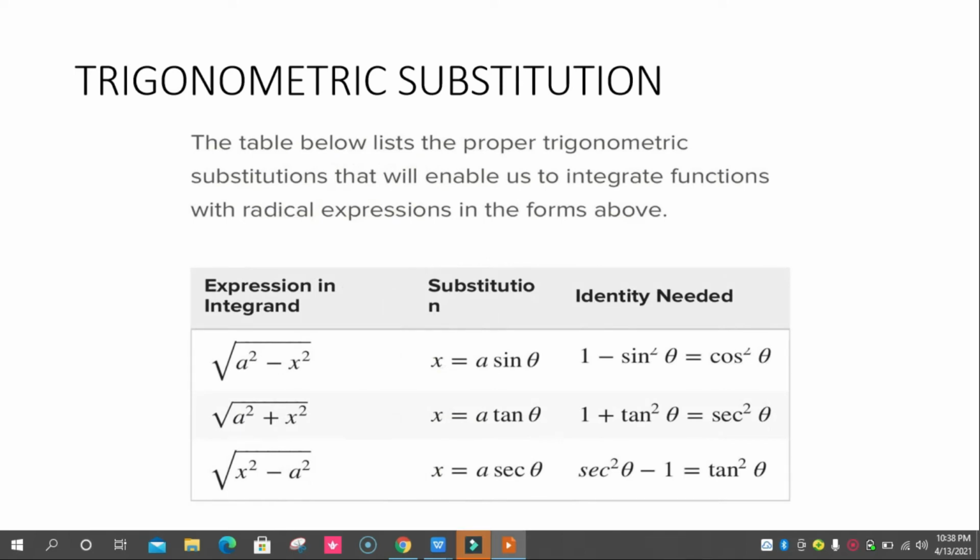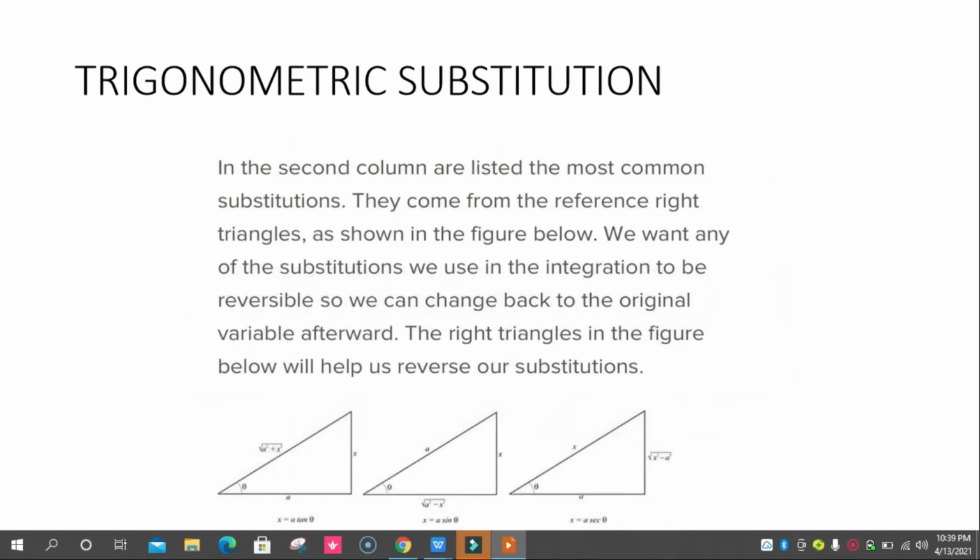The table below lists the proper trigonometric substitutions that will enable us to integrate functions with radical expressions in the form above. On the first column we have the expressions in the integrand, the second column is the substitution, and the third column is the identity needed. In the second column are listed the most common substitutions. They come from the reference right triangle as shown in the figure below. We want any of the substitutions we use in the integration to be reversible, so we can change back to the original variable afterward. The right triangle in the figure below will help us reverse our substitution.